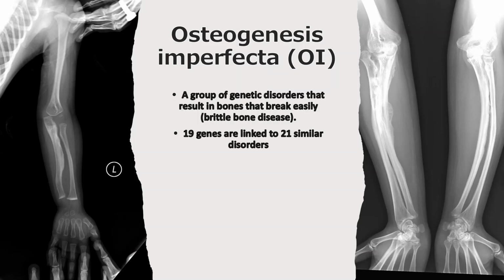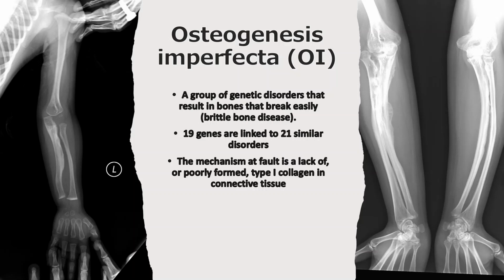So 19 different genes are linked to, again, about 21 similar disorders, each one being a different mechanism. And at some point, the mechanism is linked to faulty type 1 collagen. So collagen in connective tissue is not being formed correctly. And as the bone tries to reform itself, it doesn't lay down enough of it, or it's defective, and the bone becomes brittle, easily broken.